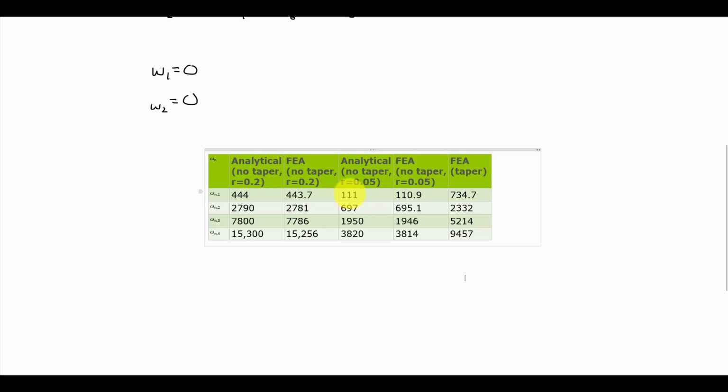But if we look at the order of magnitude, at least, we have 3 digits with no taper for the large radius, 3 digits for the small, and we're still at 3 digits when we have a taper. So that's telling us that this result we're getting is at least not wildly off. If we were getting something in the 4 digits or 5 digits, then we might want to question it.